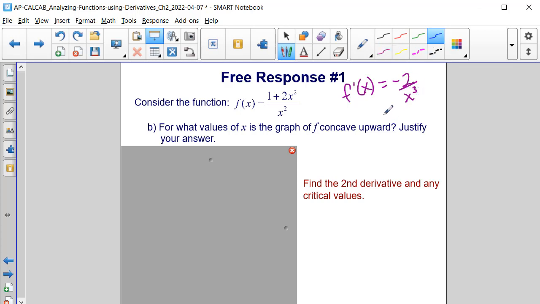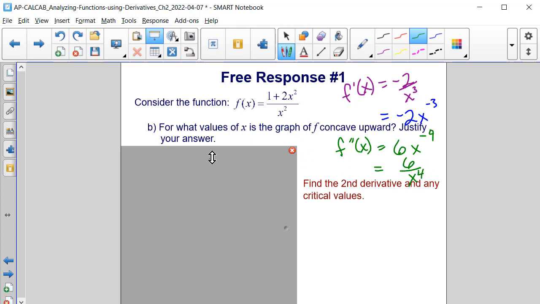We can rewrite this as negative 2 times x to the negative 3rd power. And from here, we can use that in order to calculate our second derivative. It's going to be negative 2 times negative 3, which will be positive 6, x raised to the negative 4th power. And we can rewrite that as 6 divided by x to the 4th power.